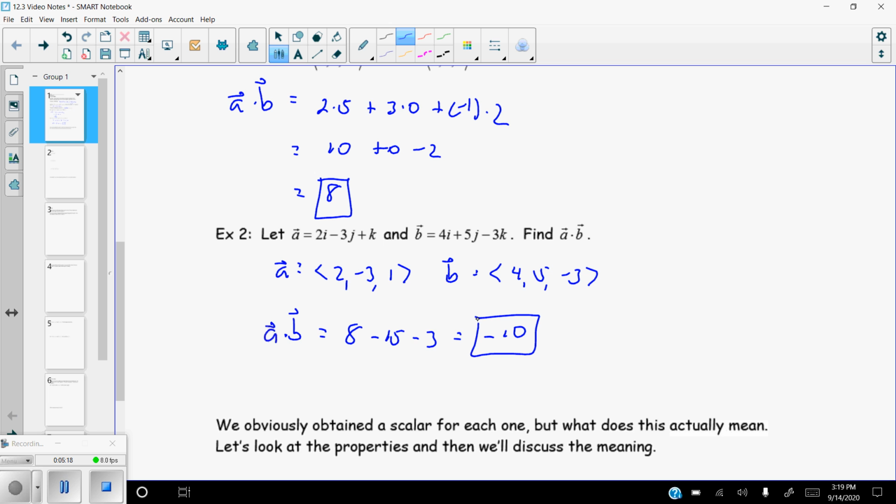So we've obviously obtained a scalar, which is what we said we were going to, but what does it actually mean? Well, first of all, we're going to look at some properties, and then we'll actually get into the meaning of this.